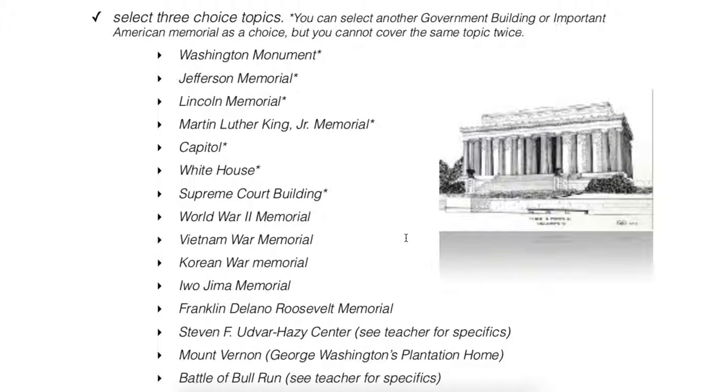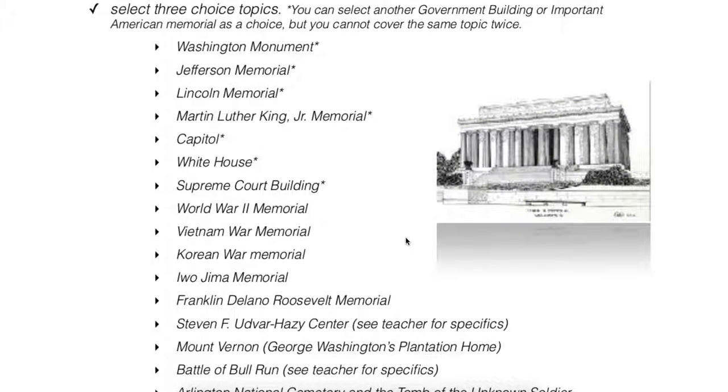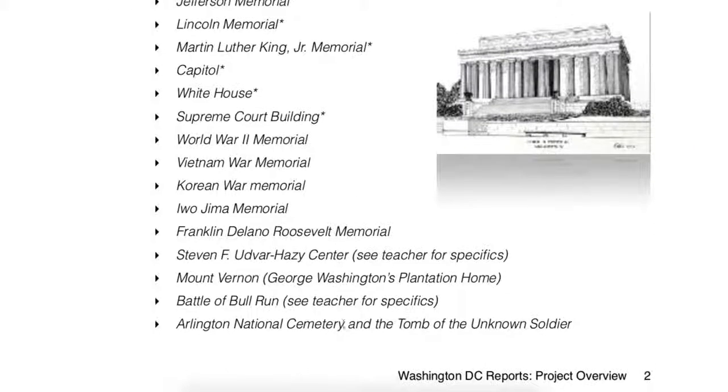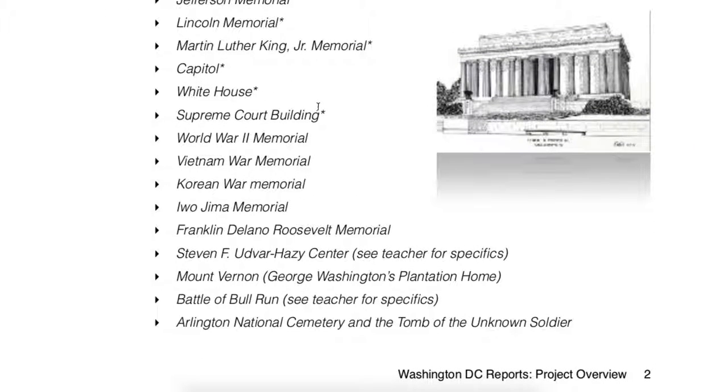In addition to the 3 required reports, you have choice topics to do, and this is the list of choice topics. Some of these have an asterisk next to them, and they have an asterisk for 2 reasons. Number 1, you can't do the Washington Monument twice. You have to choose an important American, so let's say I chose Washington Monument, well, then I can do Jefferson, Lincoln, or MLK next.